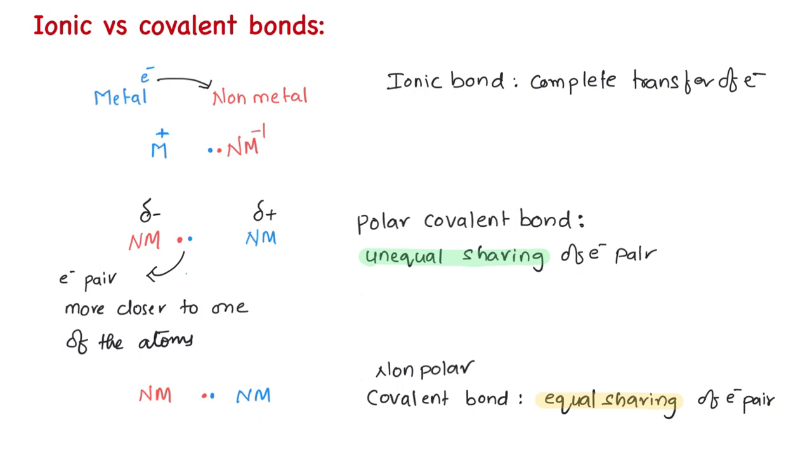Now, what makes this shared electron pair in a bond move closer to one atom than the other? In this video, we will discuss the property that makes this shared electron pair be closer to one of the participating atoms. This property is called electronegativity. We will discuss more about this in the next slide.